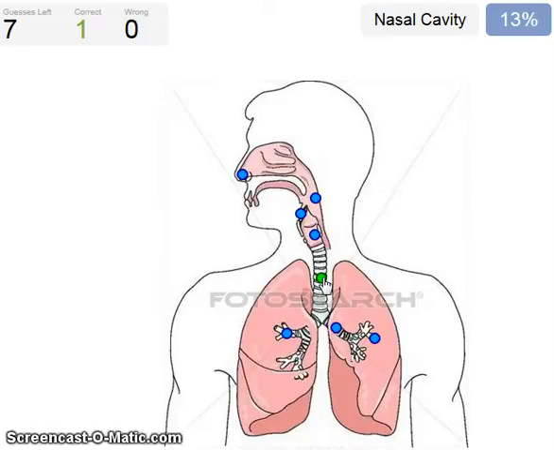The structure of the trachea is mostly composed of C-shaped, hyaline cartilage rings. The trachea expands slightly when breathing in and then returns to normal size when you exhale.